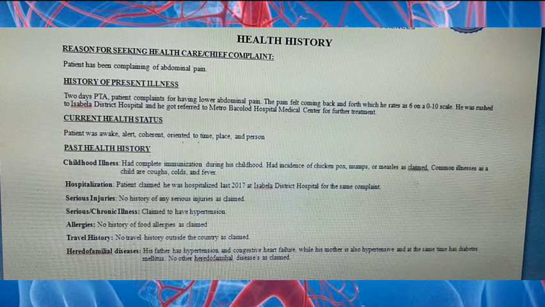Serious or chronic illness: claimed to have hypertension. Allergies: no history of food allergies, as claimed. Travel history: no travel history outside the country, as claimed. Heredofamilial disease: his father has hypertension and congestive heart failure, while his mother is also hypertensive and at the same time has diabetes mellitus. No other heredofamilial disease, as claimed.